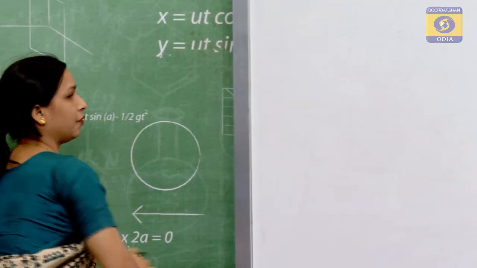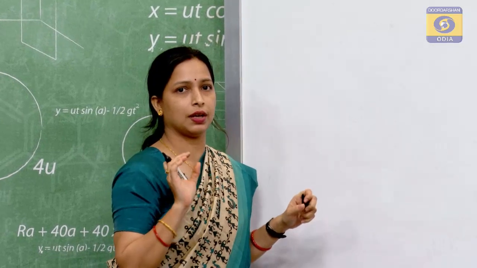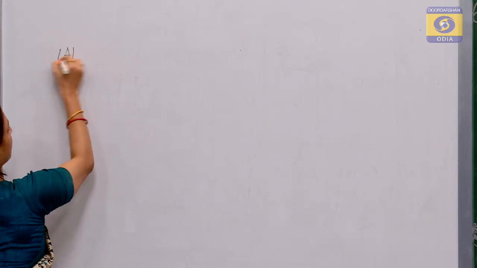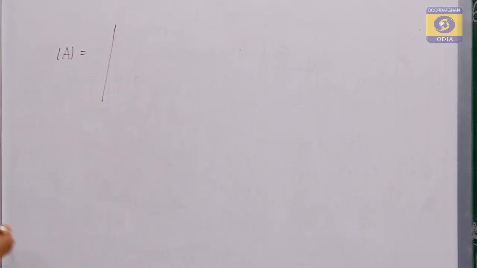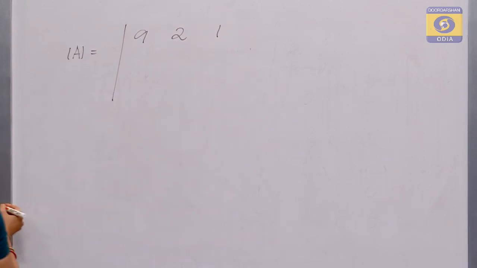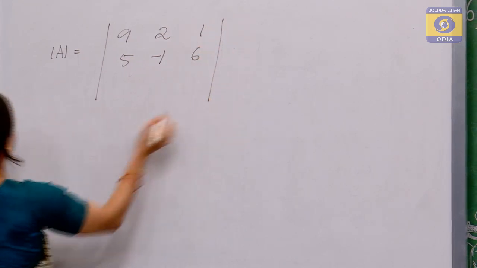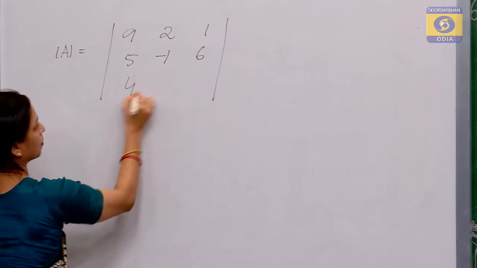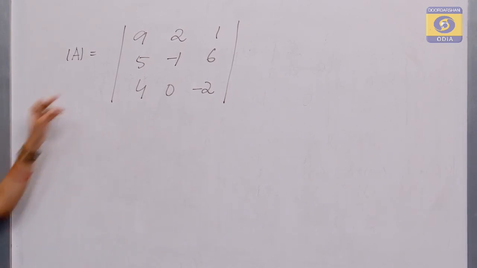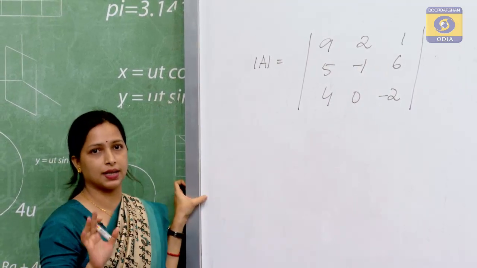Like I said before, we have to first convert it to a second order determinant, and then find out the minors. Let us take an example. Let us say, okay, this is the determinant. Now, there are 9 elements, so there have to be 9 minors as well.